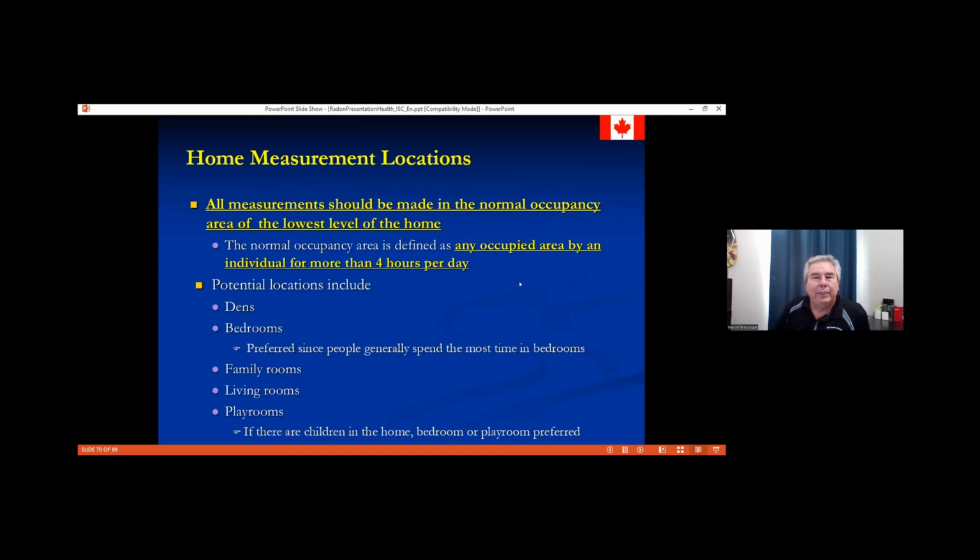All measurements should be made in the normal occupancy area of the lowest level of the house, typically the basement. And what do they mean by normal occupancy? Any area occupied by an individual for more than 4 hours per day. Good locations: dens, bedrooms, and bedrooms is a good location because for sure the people will be spending more than 4 hours a day in that room. Family rooms, living rooms, playrooms, and again, if there's children in the house, bedroom or playroom preferred, because that's where they're going to be spending a lot of their time.